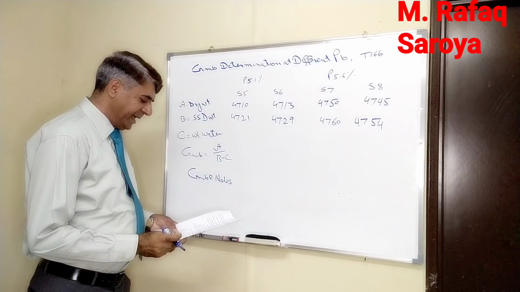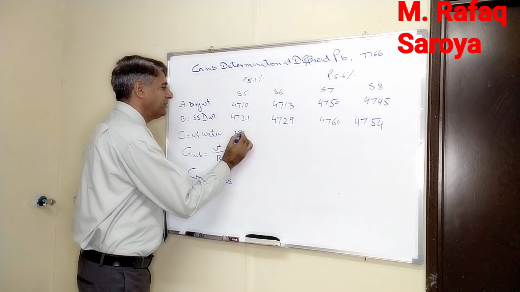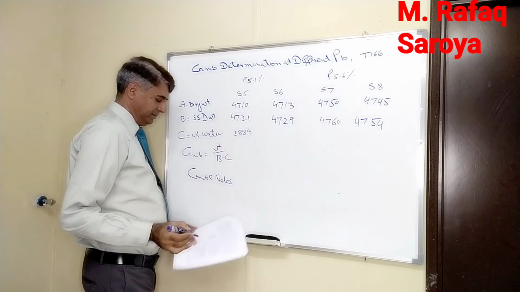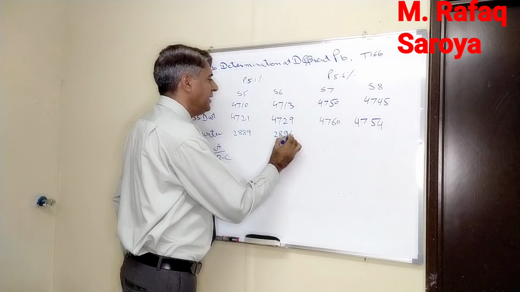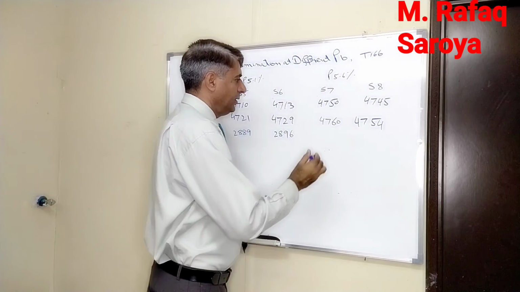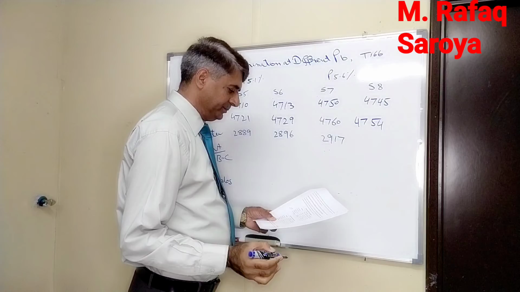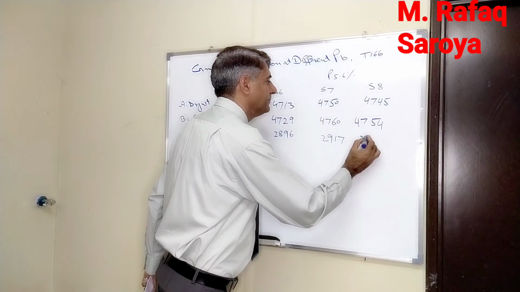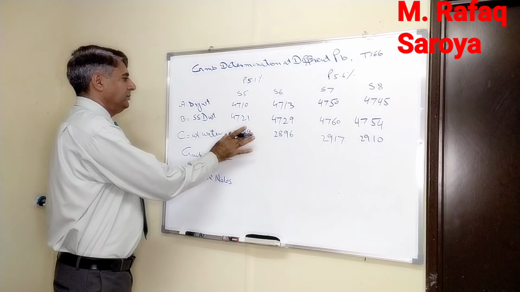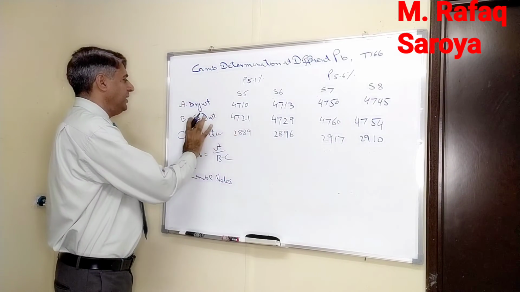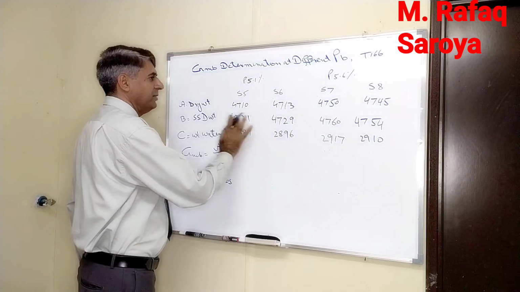Now what is the weight of the sample when these are immersed in water? 2889, 2896, 2917, 2910. These are the weights of the specimen when it is immersed in water.